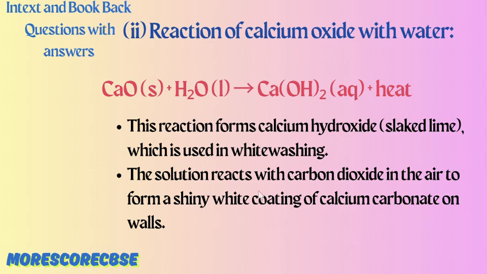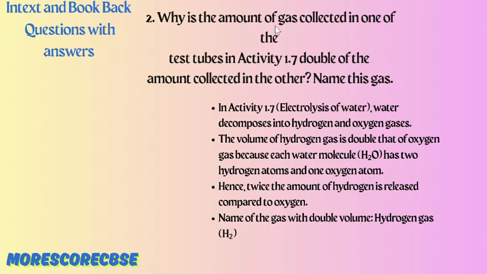The solution reacts with carbon dioxide in the air to form a shiny white coating of calcium carbonate on the wall. So this makes our building so bright. Next, why is the amount of gas collected in one of the test tubes in activity 1.7 double the amount collected in the other? Name the gas. We have already seen a detailed answer for this in my previous activity video. Please check the description box.